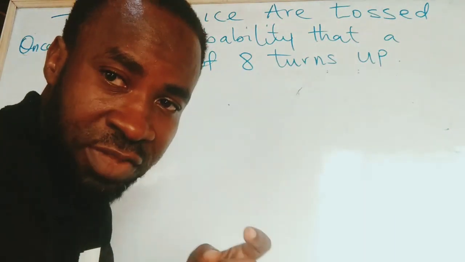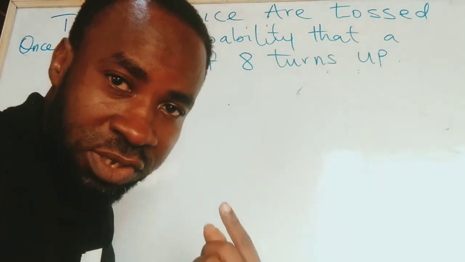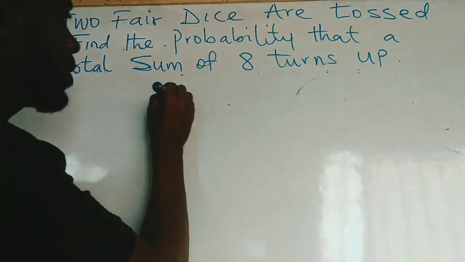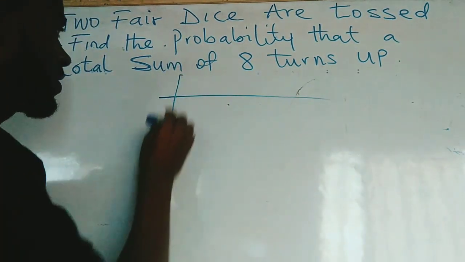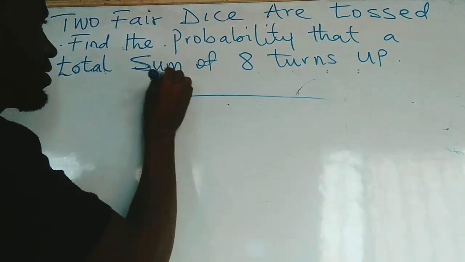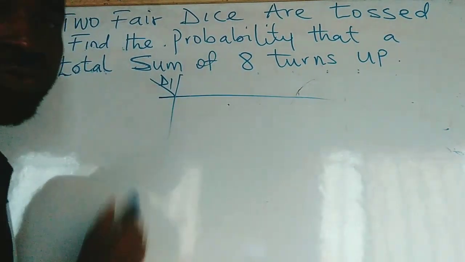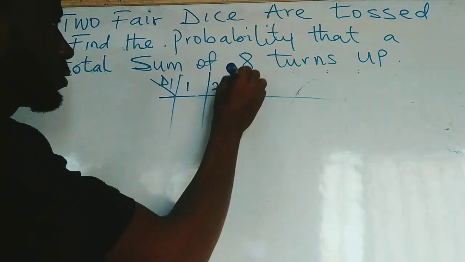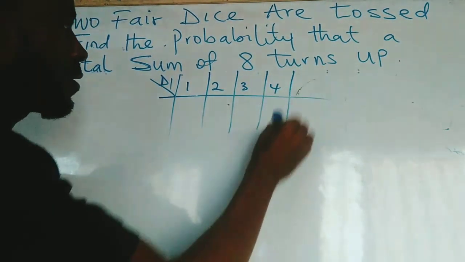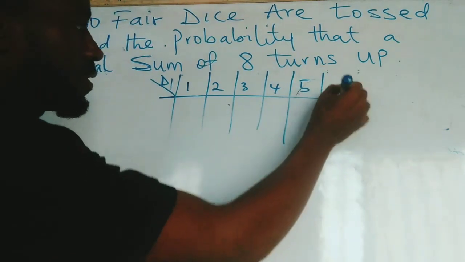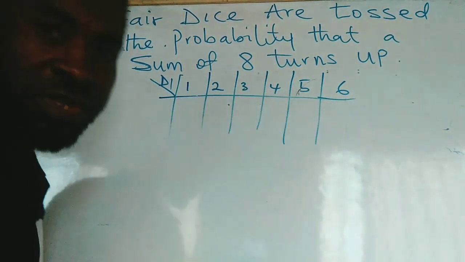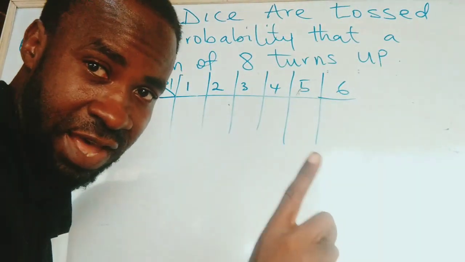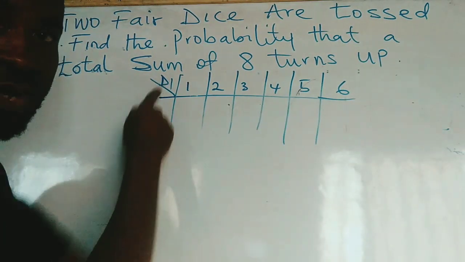So let's call one of them D1, we call the other one D2. So let's call the row D1. For the row, I'm going to create the faces of the first die. So let me put all the faces: 1, 2, 3, 4, 5, 6. So this represents the 6 faces of the first die, which I called D1.